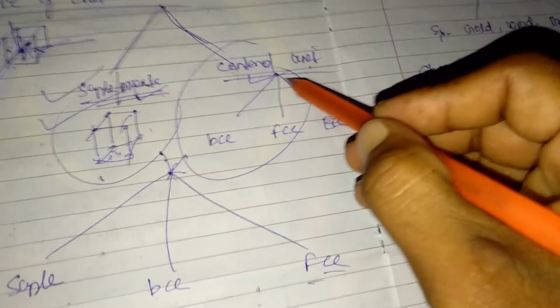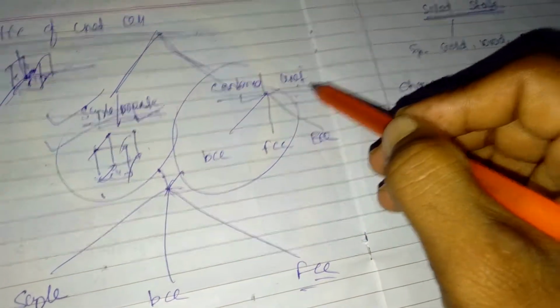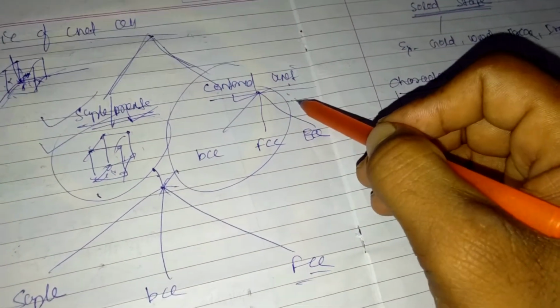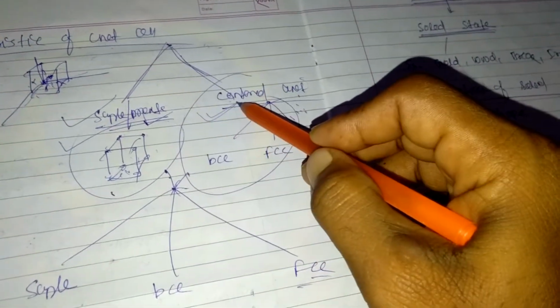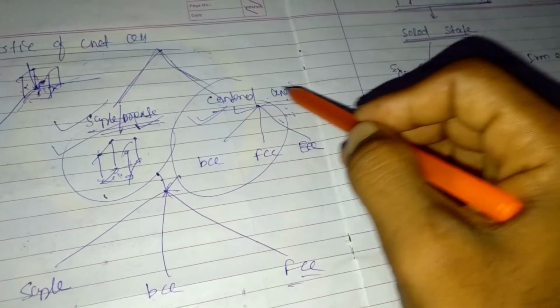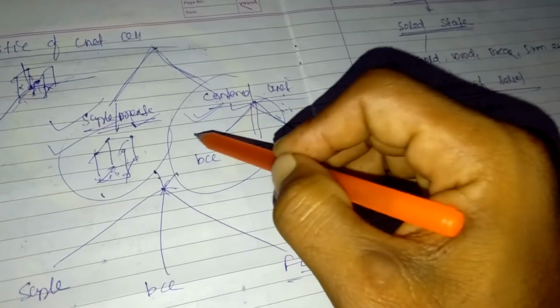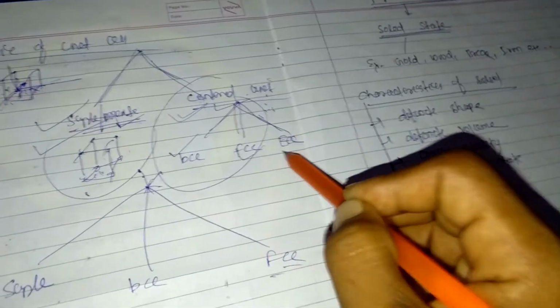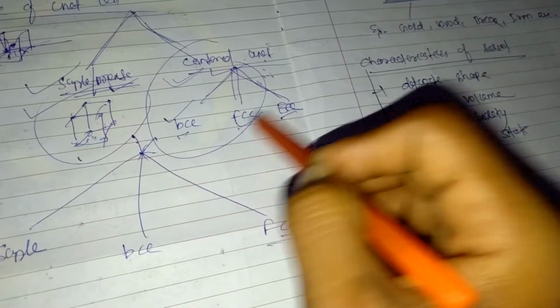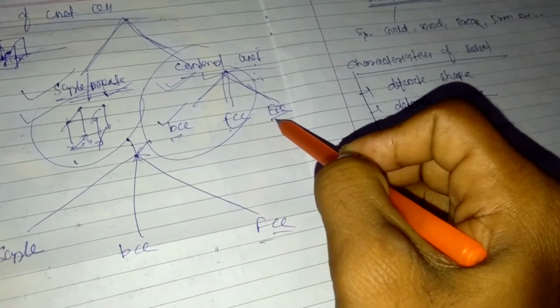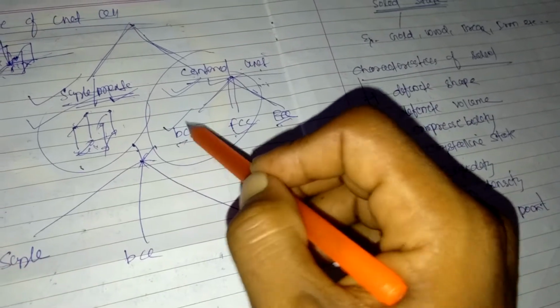But what does a centered unit cell mean? Its constituent particles are at the 8 corners, plus additional points, known as centered points. These centered unit cells are further classified into three types: BCC, FCC, ECC. BCC means body centered unit cell, FCC means face centered unit cell, ECC means end centered unit cell. One by one we have to discuss them a little.